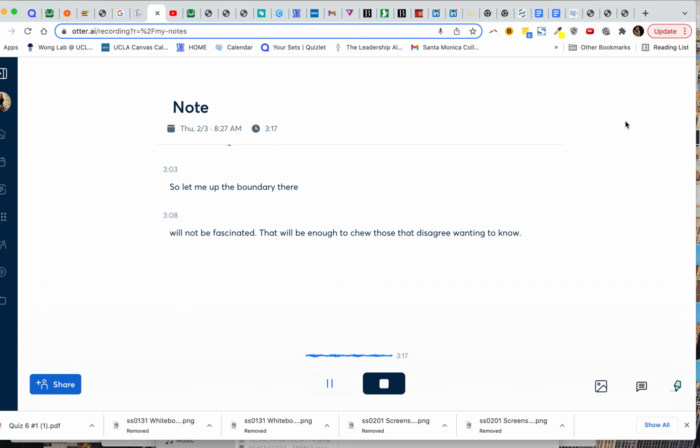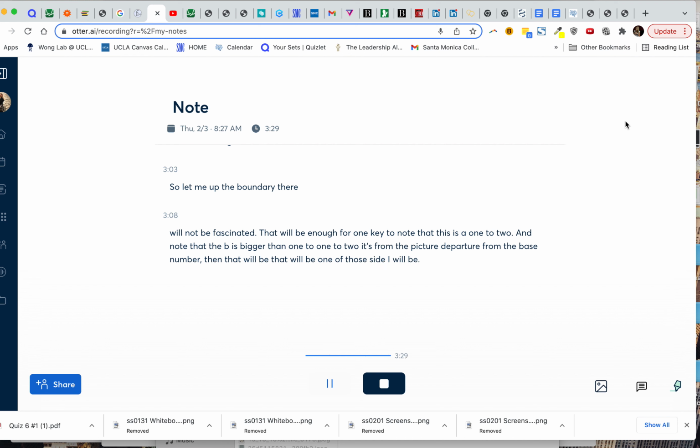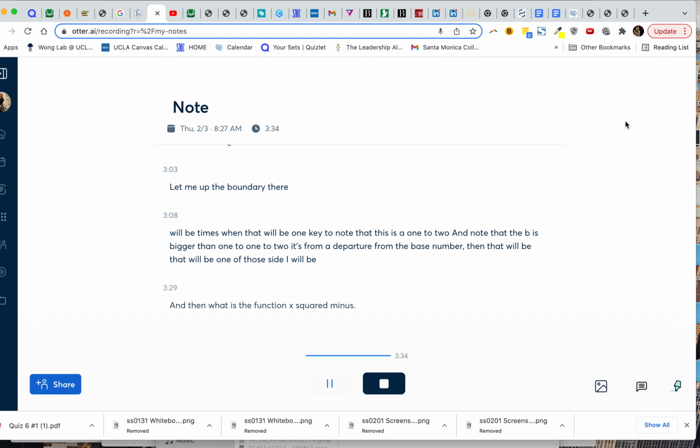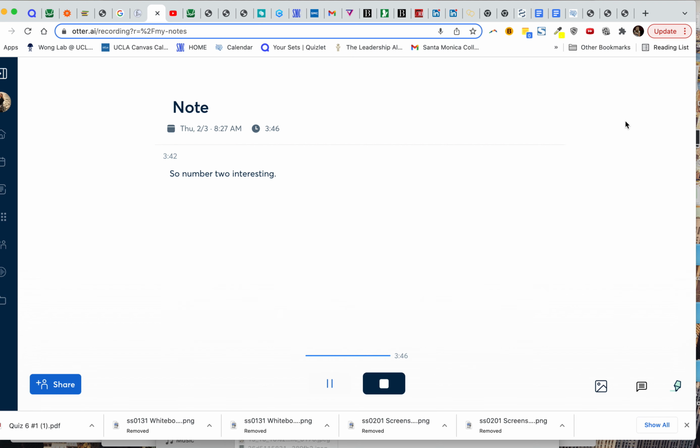And note that b is bigger than 1. So 1 to 2 is from a low number to a high number. If the integral is from a low number to a high number, then that will be plus. And then what is the function value? x squared minus 8, but x is between 1 and 2. So note that this is actually a negative value. So this whole thing will be less than 0. The number 2 integral will be negative. Right now, I just want you to figure out whether this definite integral will be a negative number or a positive number. That's all.